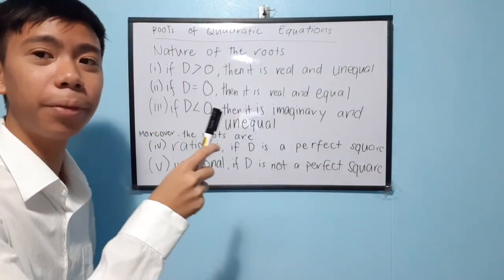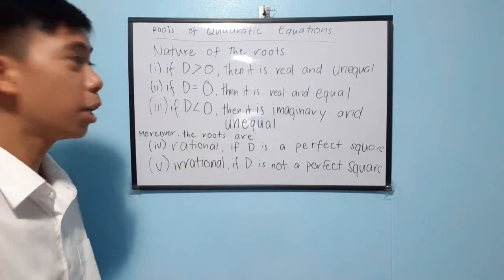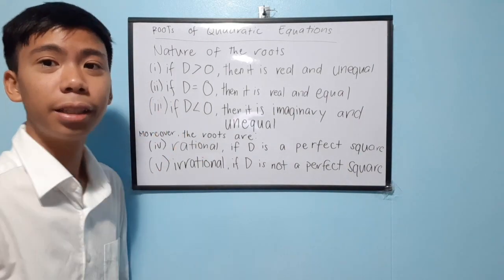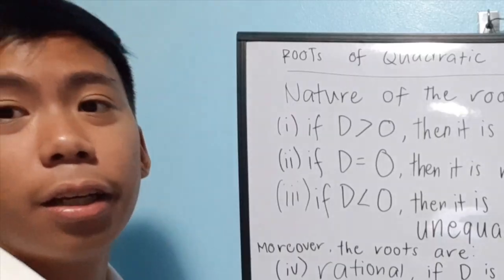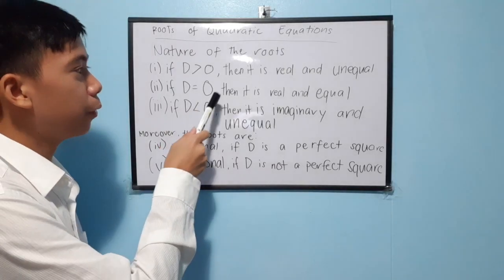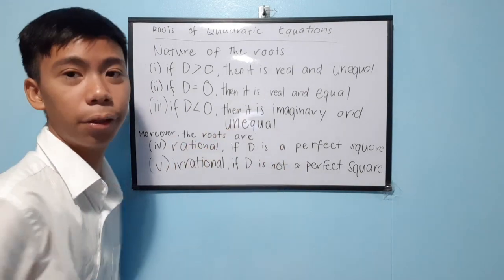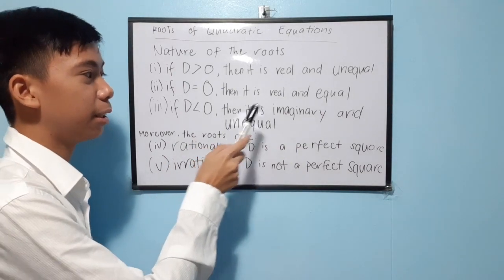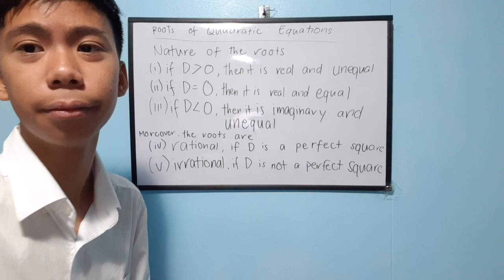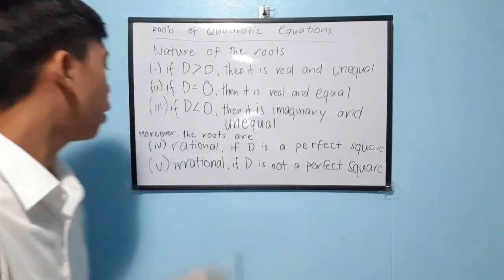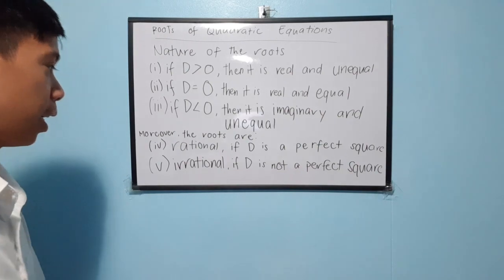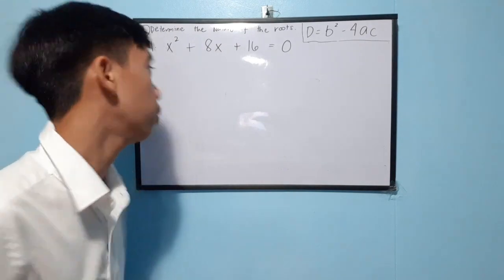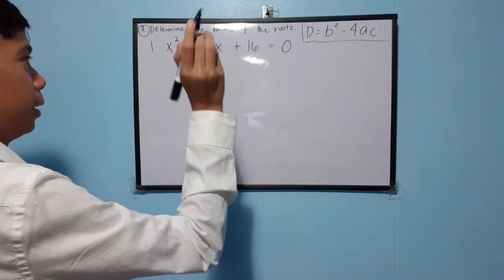So here is how you can determine the nature of the roots. First, if D, or the discriminant, is greater than 0, then the roots are real and unequal. If D is equal to 0, then they are real and equal. And if D is less than 0, then they are imaginary and unequal. Moreover, the roots are rational if D is a perfect square, and irrational if D is not a perfect square. So for our first example, we have x squared plus 8x plus 16.